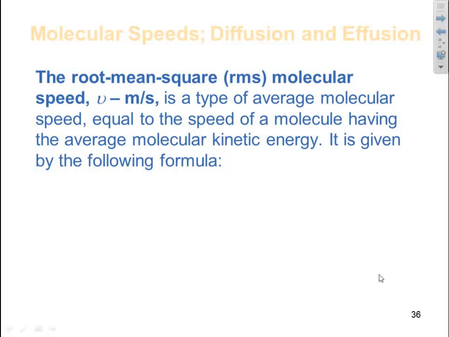Kinetic theory is also important in explaining the speed of gas molecules, which leads us to the following topic: diffusion and effusion. The root mean square, RMS, of molecular speed, in meters per second, is the type of average molecular speed equal to the speed of the molecule having the average molecular kinetic energy. It is given by the following formula.